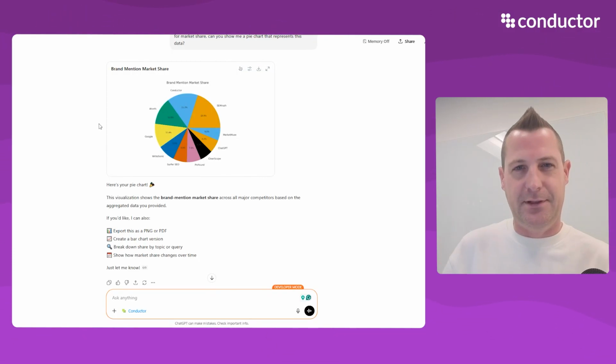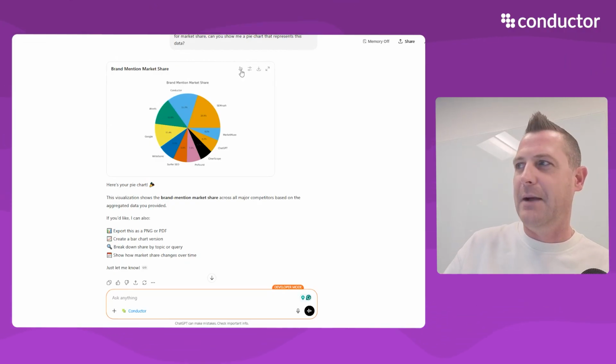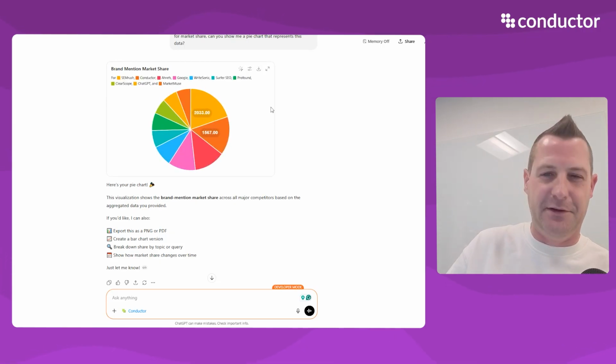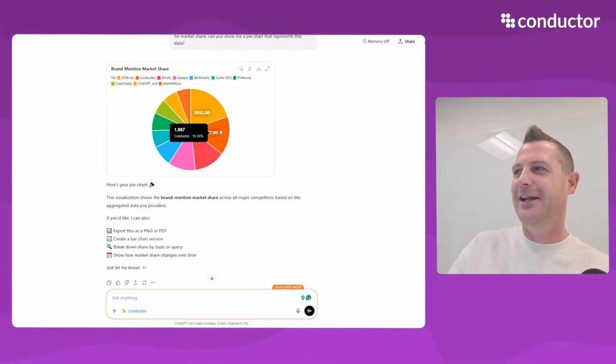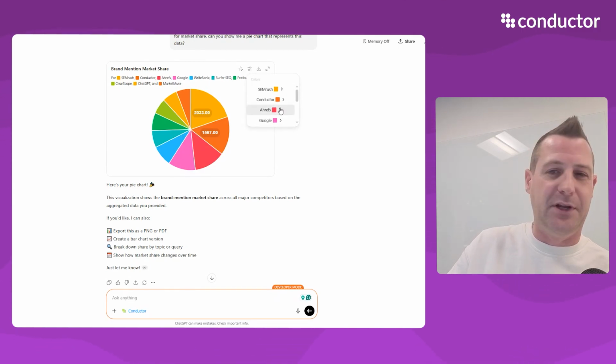What happened? ChatGPT just created the pie chart for me that I can now copy and paste, and ultimately even make interactive if we want to. How cool is that, right? Look at this. As you go around, you can make it interactive. You can change the colors of all the different competitors.